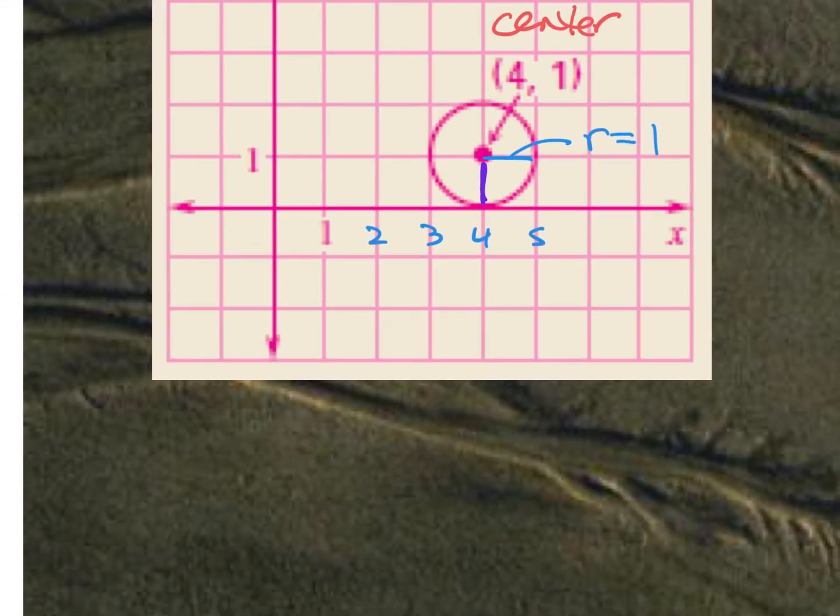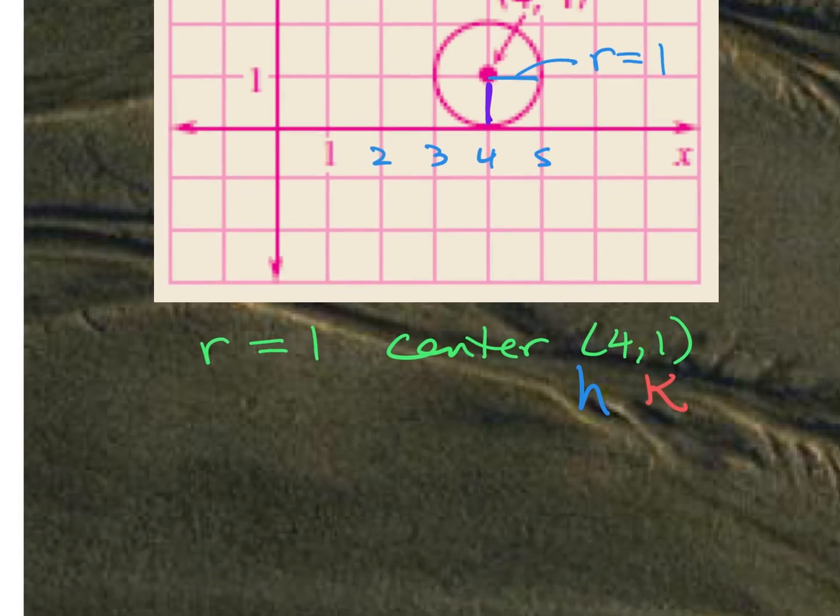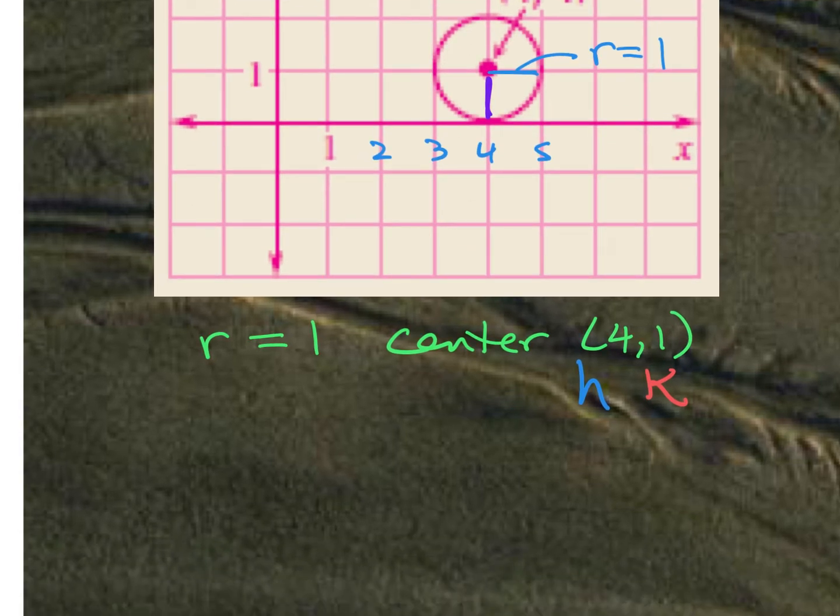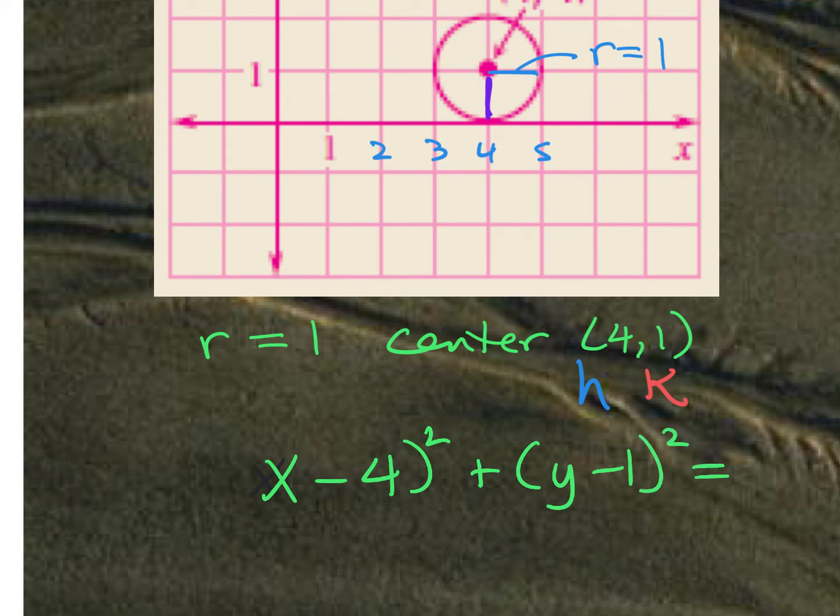So now let me go ahead and fill in. So again, I have a radius of 1, and my center point is the ordered pair 4, 1. Again, remember this is h, this is k, and then I have my r. So we'll fill it in. So x minus 4 squared plus y minus 1 squared equals 1 squared, which is just 1. And I'm done. Let's try the next one.